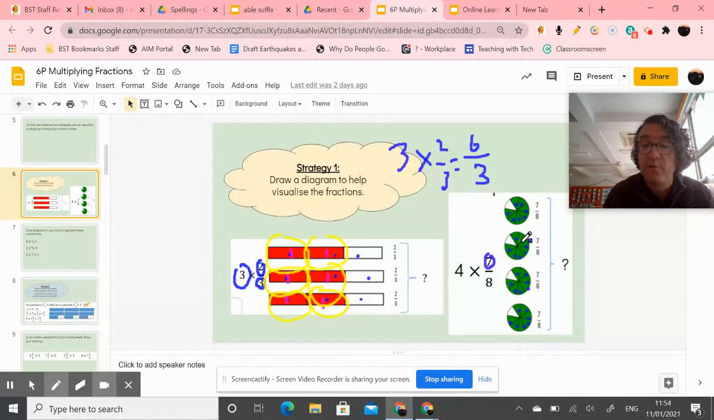So I've got 7, 14. I'm not actually going to count them individually this time. 7, 14, 21. Apologies. 28. Okay, because that's my 7 times table. 7, 14, 21, 28. So I know I've got 28, and of course, each of these parts is an eighth, so 28 eighths.